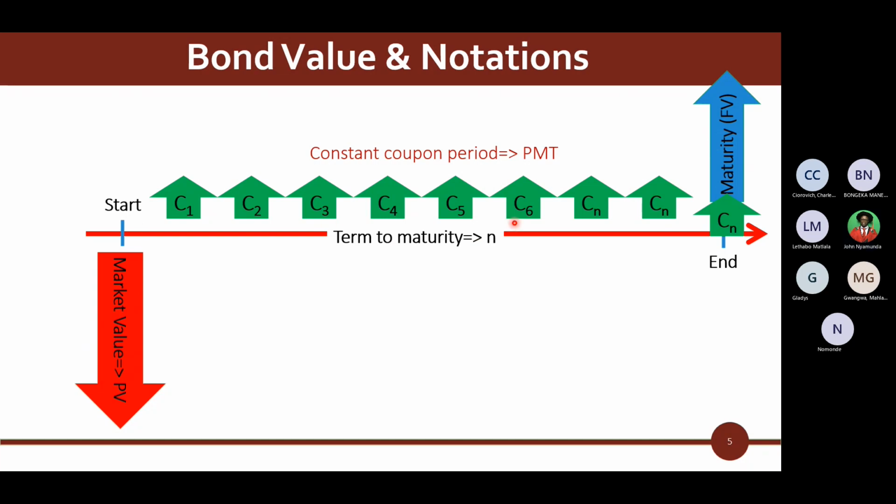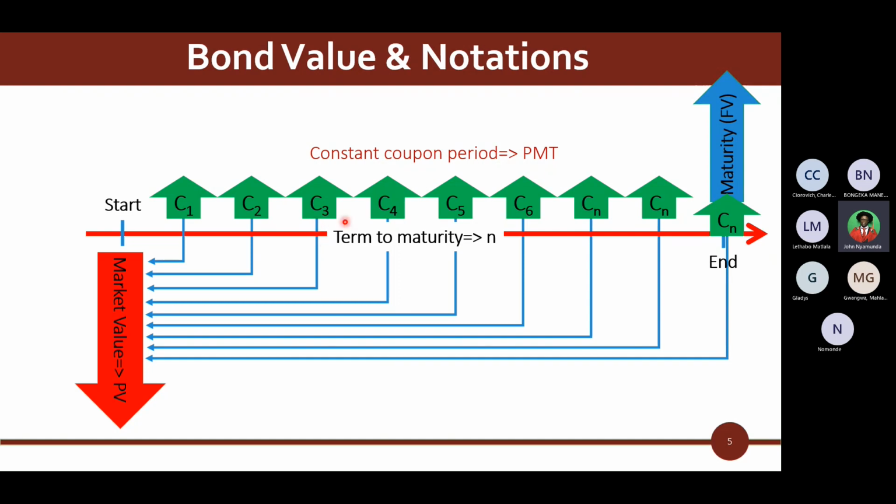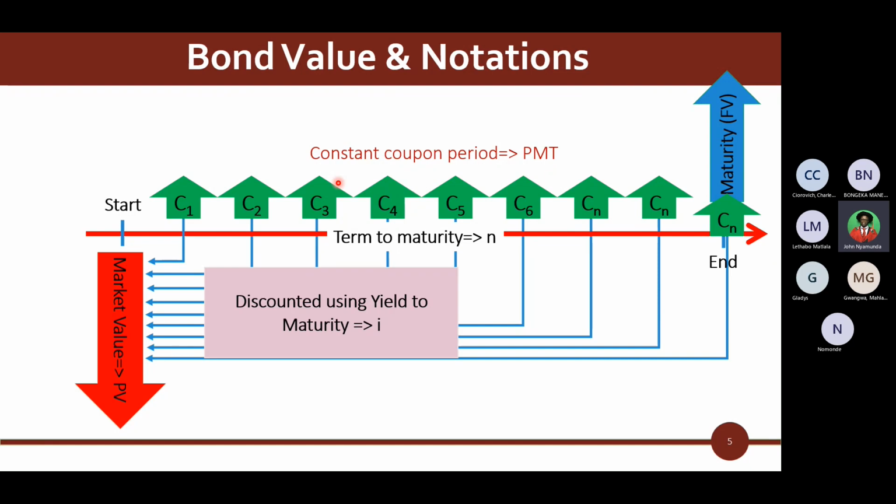Remember, this is the timeline which you just saw a second ago. So we are saying, when we are valuing a bond, we are trying to find the market value of a bond, or a present value of a bond. So what do we do to find a present value? We are going to discount all these amounts, all these coupons, and the maturity value using what we call yield to maturity, or I.